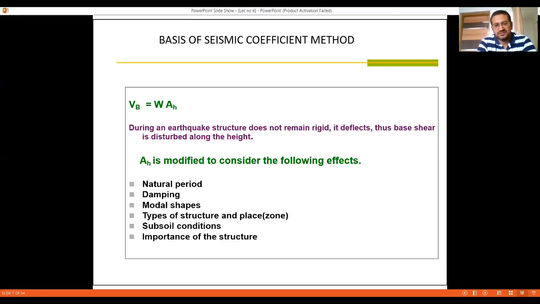And last is the importance of the structure, whether it is a residential structure, an institutional structure, a school building, a college building, or a nuclear power plant. The importance of the structure is calculated based on the utility of the building and the number of people that are going to reside in that particular building. So that is also going to affect the calculation of seismic forces. So this value of AH is modified to consider these six types of effects, and these effects cannot be neglected. We need to keep them in mind while designing the structure.